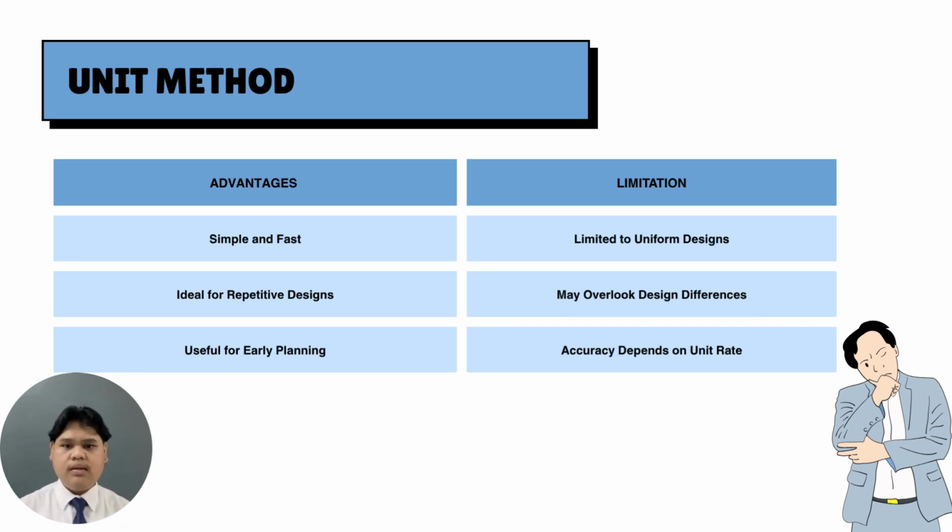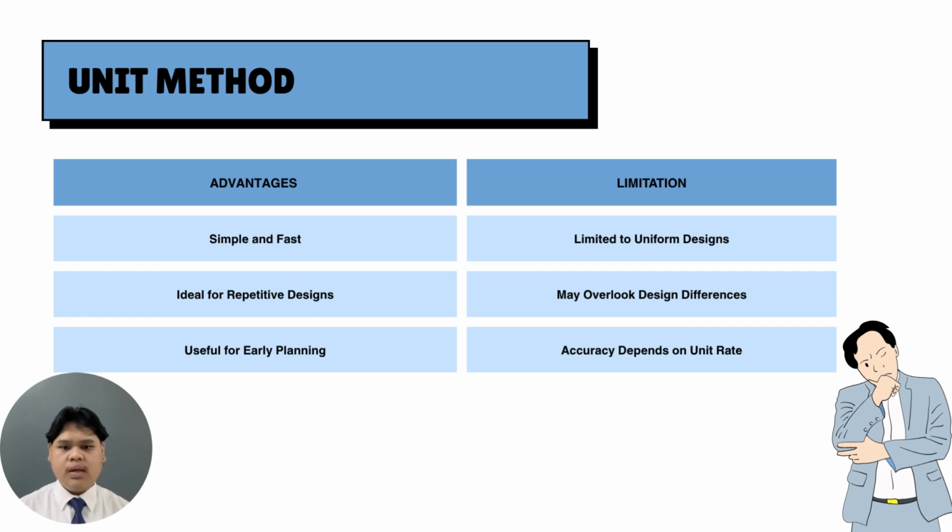The unit method is a simple and fast estimating technique, especially effective when a project involves a known number of repeated units. It works well for buildings with repetitive layouts such as apartments, hotels, classrooms or hospital wards. This method is useful during the early planning stage when the project scope is based on unit count.